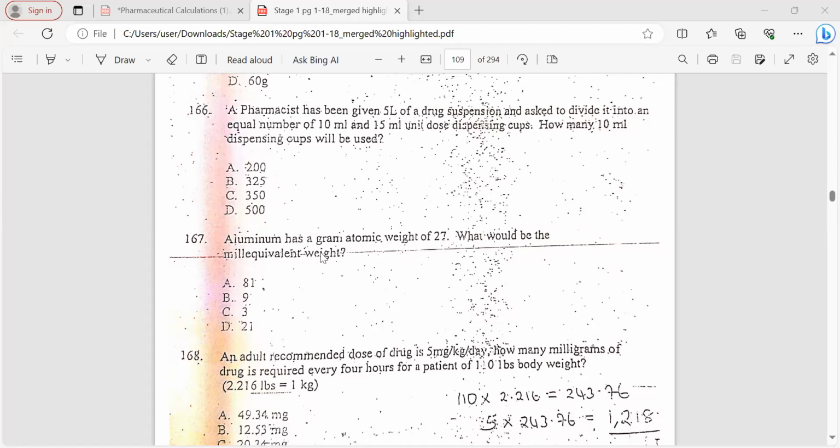Aluminium has a gram atomic weight of 27. What would be the milliequivalent weight? So milliequivalent weight is equal to atomic weight divided by the valence of your compound. So aluminium has a valence of how much? 3. So atomic weight 27 divided by the valence which is 3, you get the milliequivalent weight is 9.